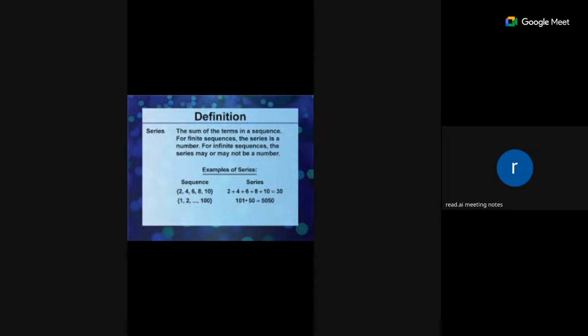Under our sequence, we have two types of sequence. We have the AP and we have the GP. The AP is the arithmetic progression sequence, while the GP is the geometric progression sequence. So again, the difference between your sequence and series is just the way they are separated. For a sequence, numbers are separated by commas, while for a series, numbers are separated by addition.